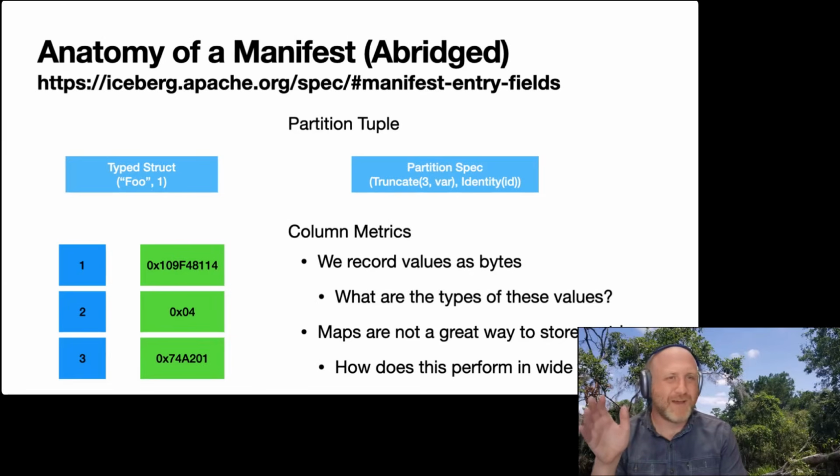So that's a little bit of a problem. You'll notice that inside of the spec, we have this whole thing about allowed promotions, where we only allow promotions where we're able to actually look at the length of this binary and determine what the type was.